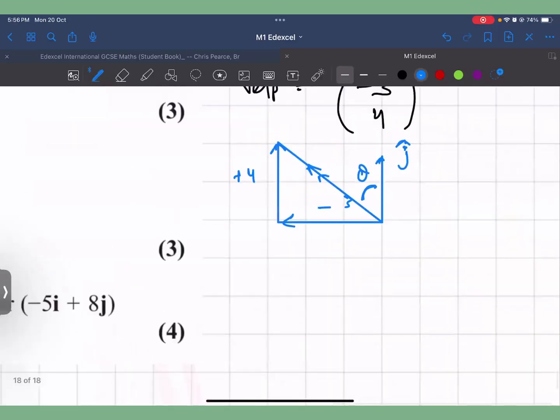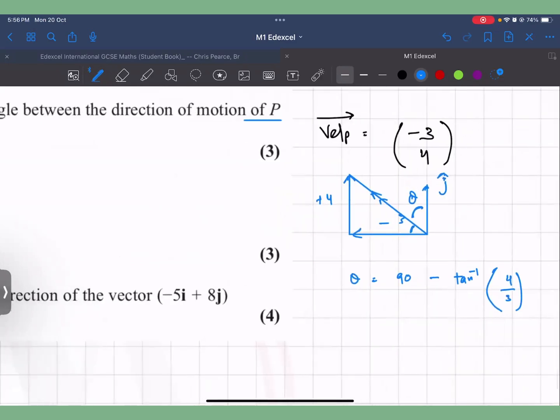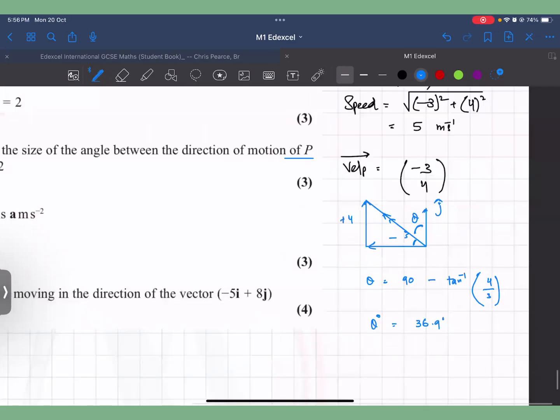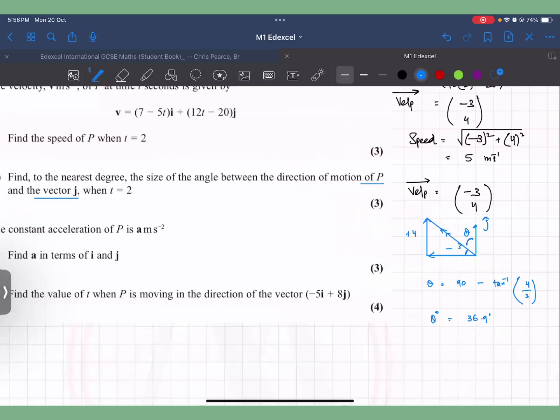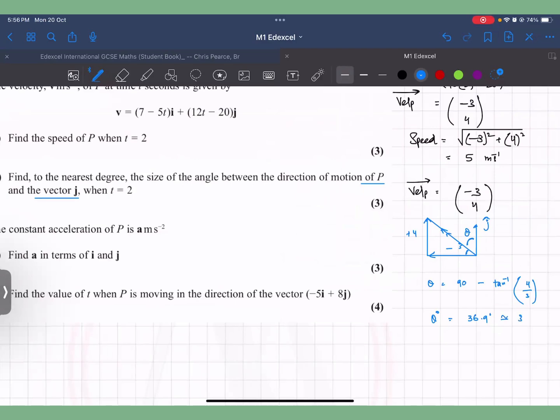If you find this angle and then subtract it from 90, theta will be equal to 90 minus tan inverse of 4 upon 3, opposite upon adjacent. This would be equal to 36.9 when your time is 2. To the nearest degree, so 37.